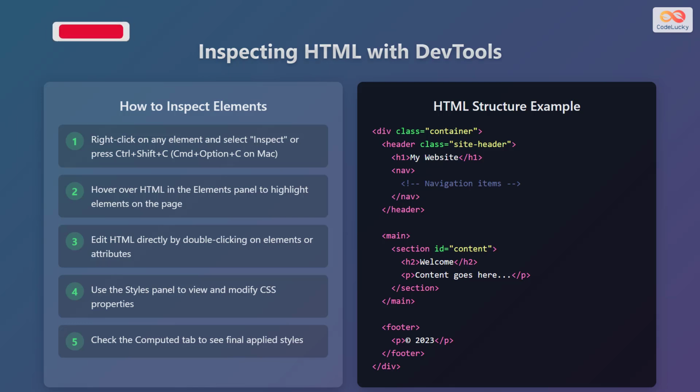Here is an example of an HTML structure: a division with class container containing a header with class site-header containing heading 1 My Website and Navigation, followed by a main section containing a section with ID content containing heading 2 Welcome and a paragraph Content Goes Here, followed by a footer containing a paragraph Copyright 2023.